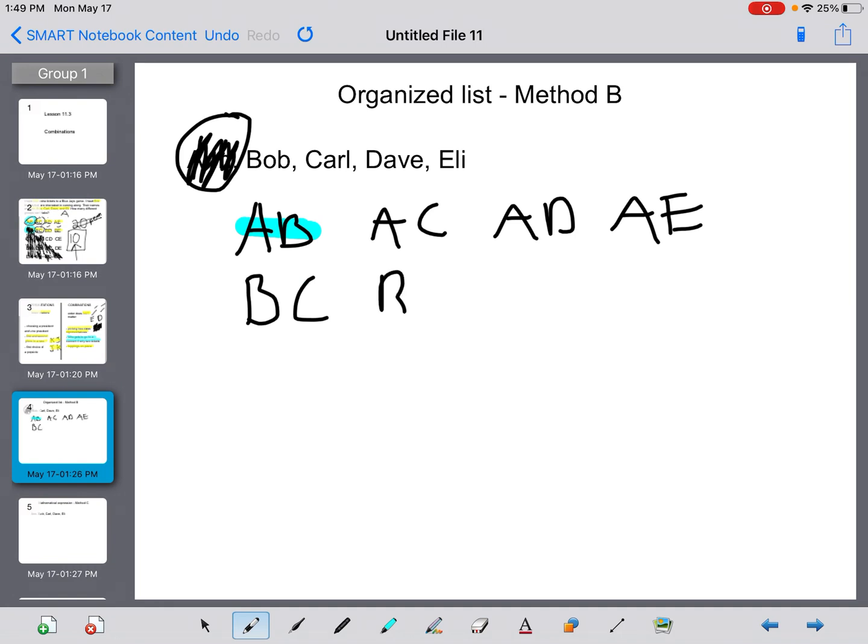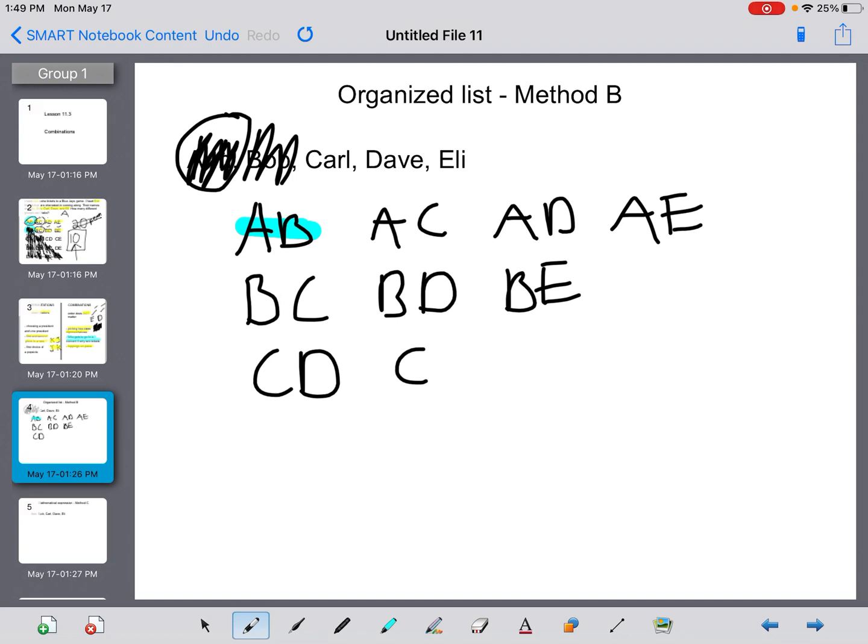I'm going to do Bob and Carl, Bob and Dave, and Bob and Eli. Now Bob's gone 4 different ways. I'm going to cross him out. Then I'm going to do Carl and Dave, and Carl and Eli.